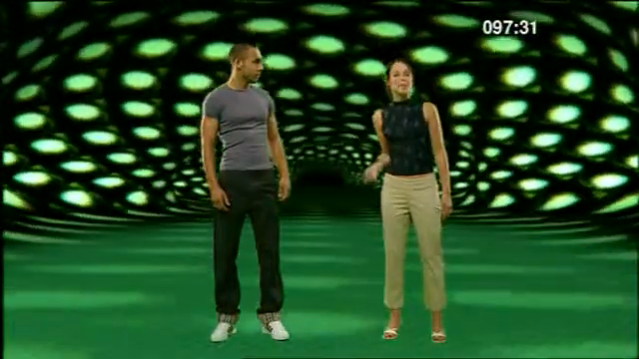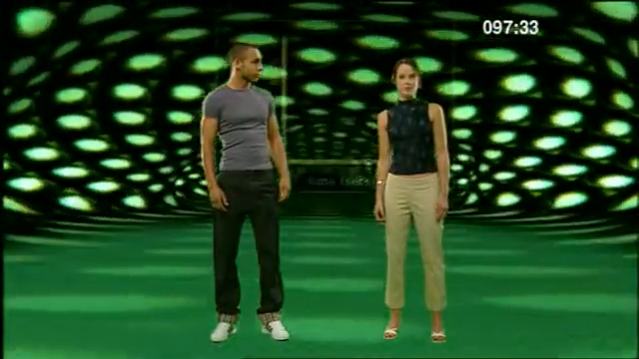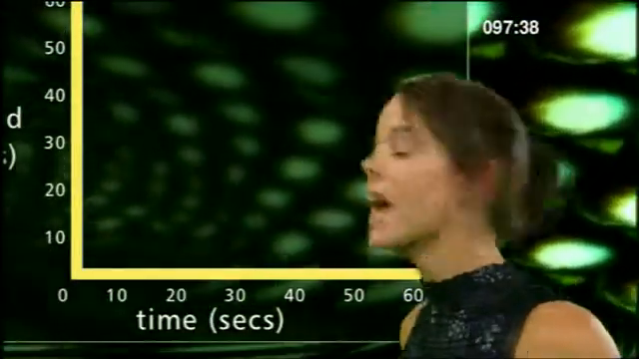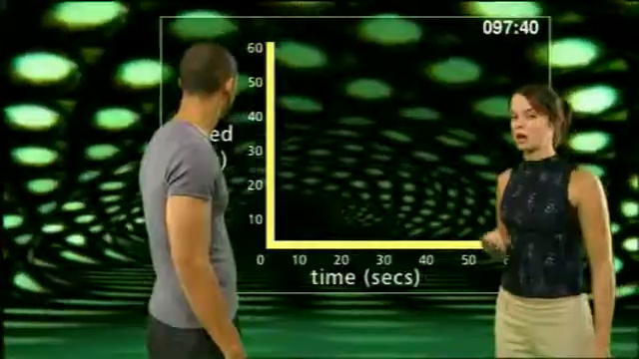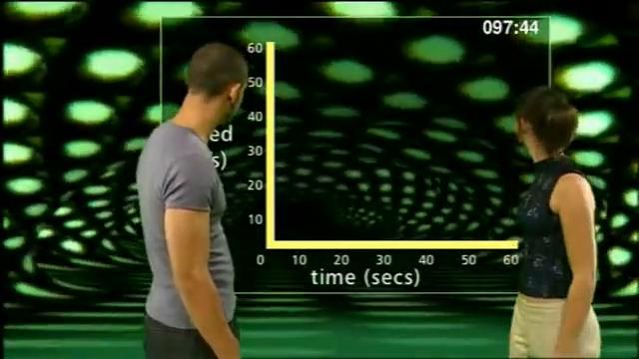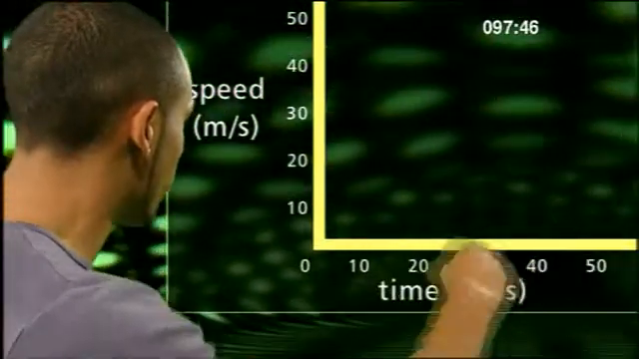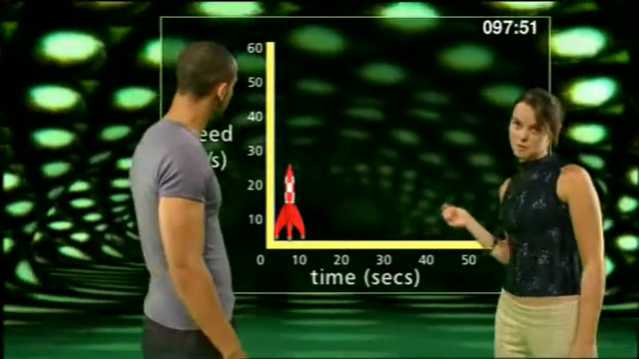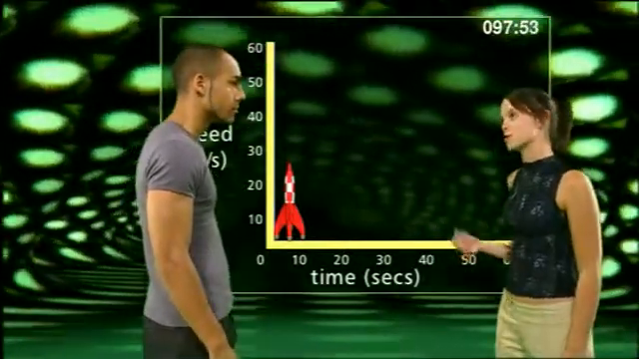Now look at how the speed of the rocket changes over time. This graph will show you how its speed changes with time. The x-axis, the horizontal line, represents time, and the y-axis represents speed. So, time that way, speed that way. Right, so at the start, time 0, the rocket isn't moving, so the speed is 0.